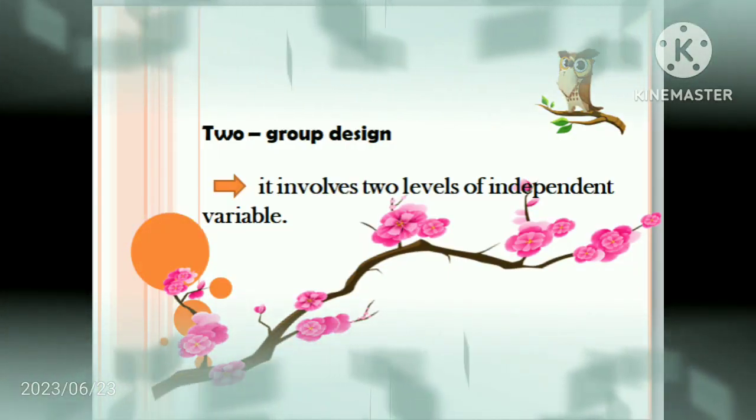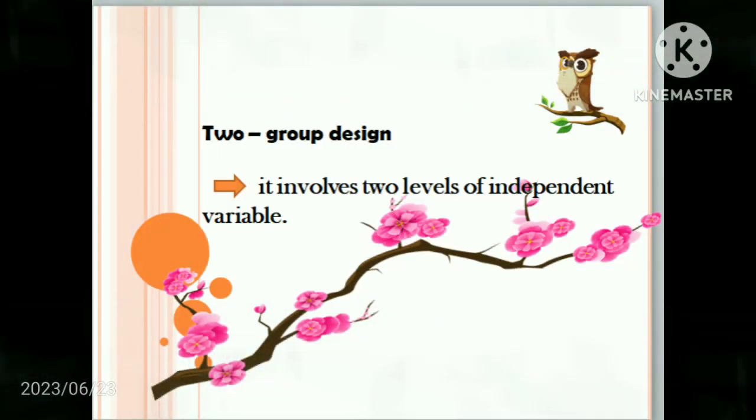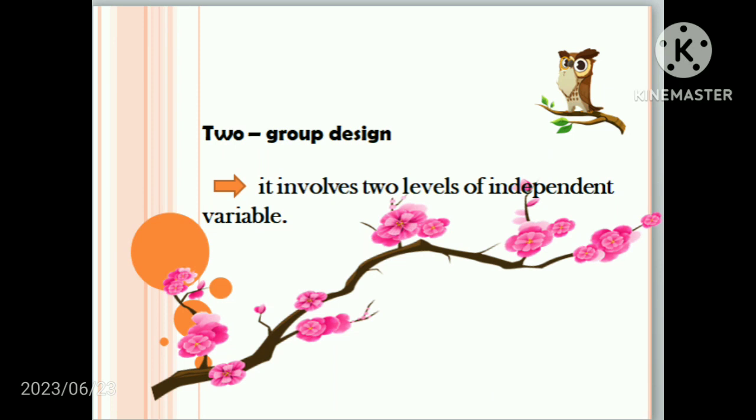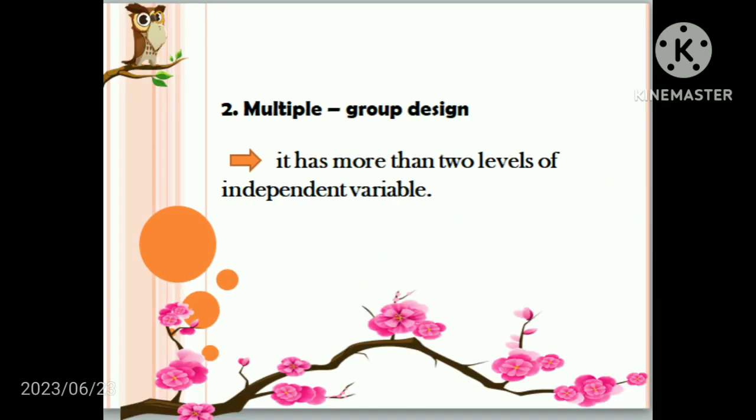When we say two-group design, it involves two levels of independent variable. One of them is nothing at all and the other level is a variant. And it is the basic building block of multiple group design. While multiple group design has more than two levels of independent variable. Usually, one of the levels is nothing at all and the remaining are variants. For example, one is control group and three or more are experimental groups.